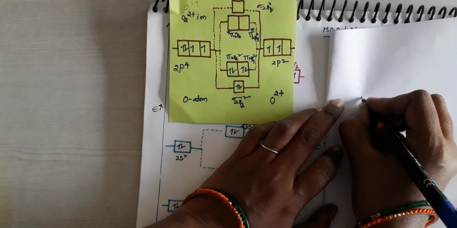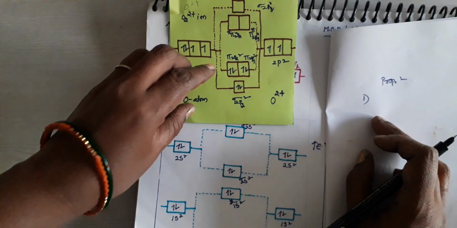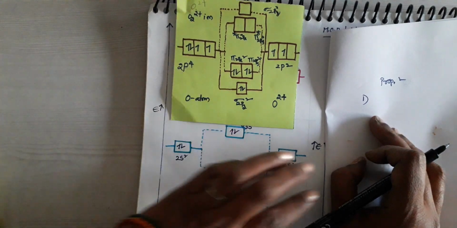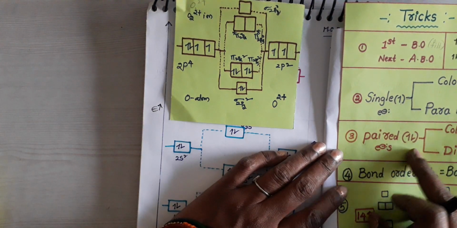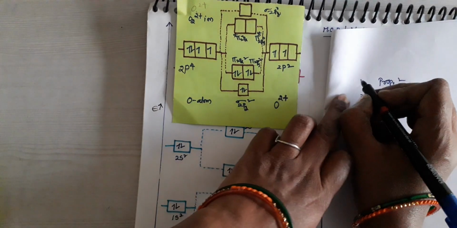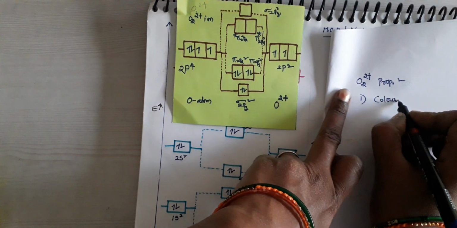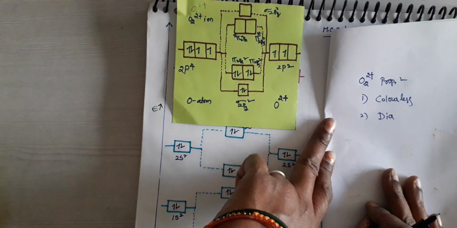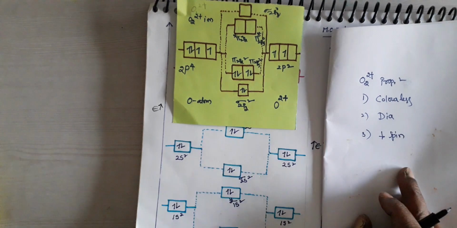Okay, so according to this we have to write down the properties. First we have to check if single electrons are present. No, here there are no single electrons present, nothing but paired electrons. If paired electrons are present, it is colorless. Due to that reason O2 2+ is colorless. Next, it shows diamagnetic property. Another one, it is a low spin molecule.